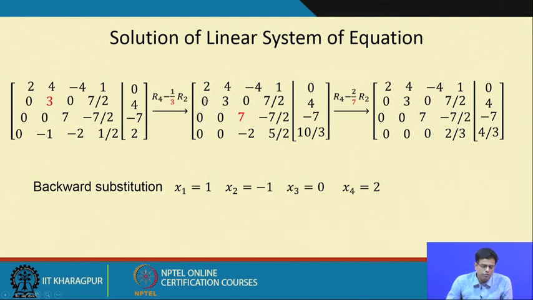If you look carefully, from the third and fourth equations, x2 and x1 are removed. Then again we look for the pivot, which is 7 here, which is non-zero. So again we do a row operation to remove the third variable from the fourth equation. If we subtract 2/3 by 7 times of R3 from R4, then we obtain the final triangular form of this matrix.